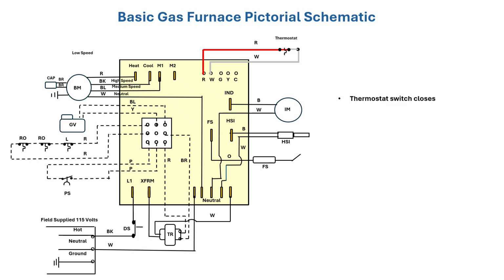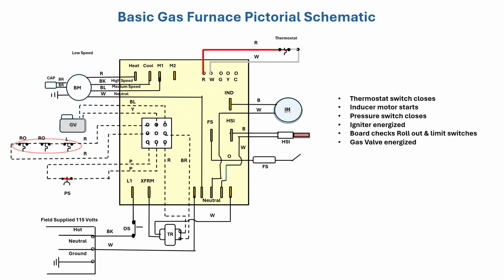First, the thermostat switch closes. Then the inducer motor starts. The pressure switch closes. The igniter is energized. Board checks the rollout switch and limits. The gas valve is energized. Flame sensor verifies the flame, and after a delay, the blower starts.